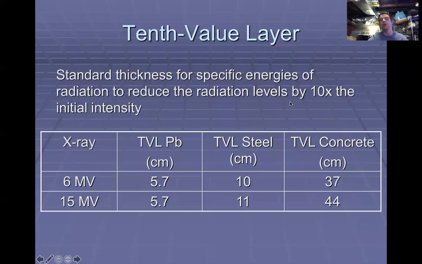And there's also something known as a 10th value layer, though it's less commonly used, but it's essentially the amount of material that needs to be in place to reduce the radiation intensity by a factor of 10. So it's like a half value layer, except it's reduced by 10 instead of by 2. The math behind it is a little bit different, and they don't exactly line up, again, because they take into account that buildup factor. But for our purposes, everything we need to do can be done with half value layer.